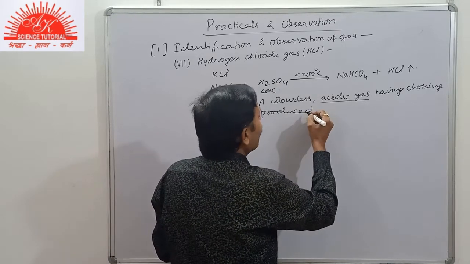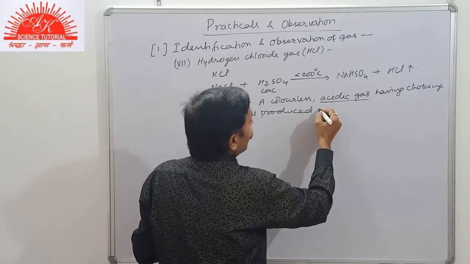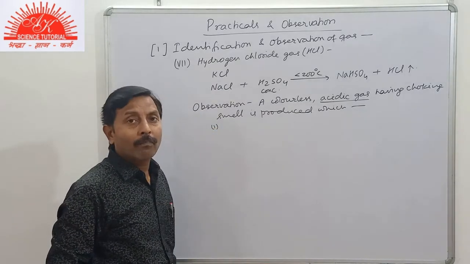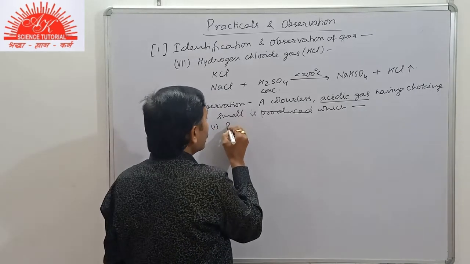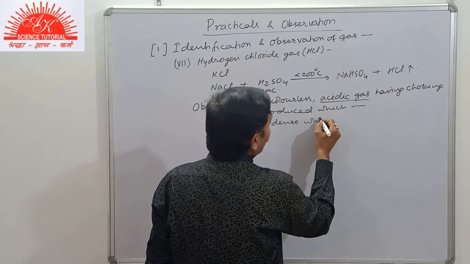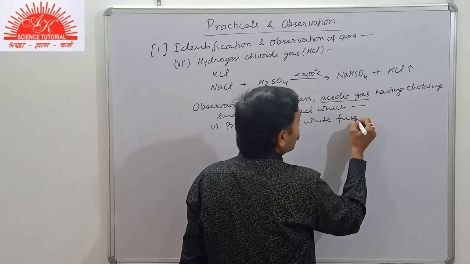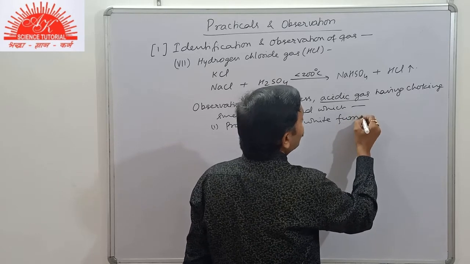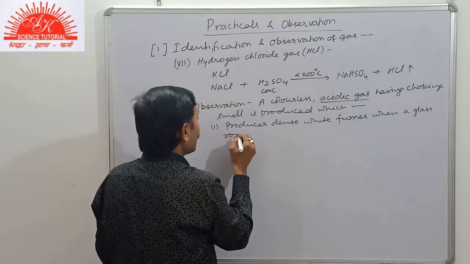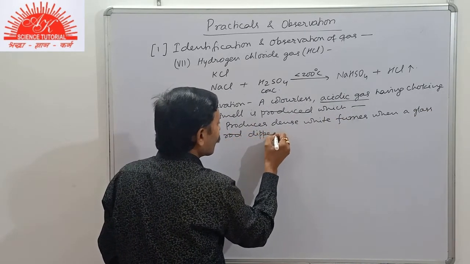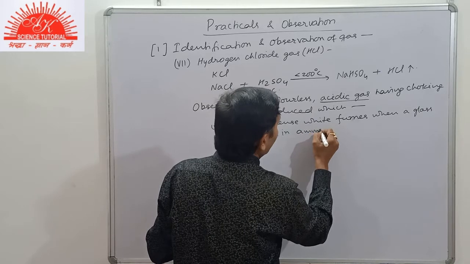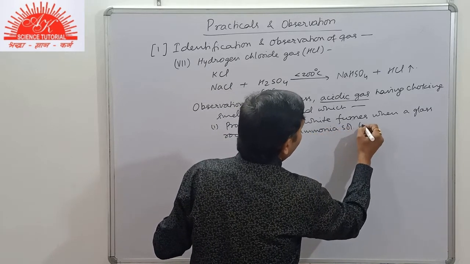Now it will have different tests, there may be some tests related to it. First, it produces dense white fumes when a glass rod dipped in ammonia solution is brought near. Ammonia solution means NH4OH.